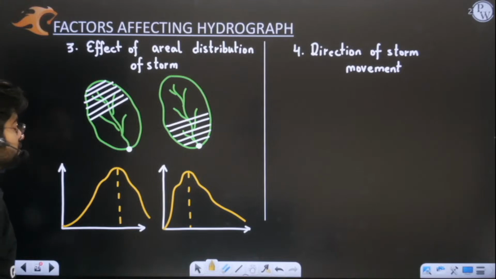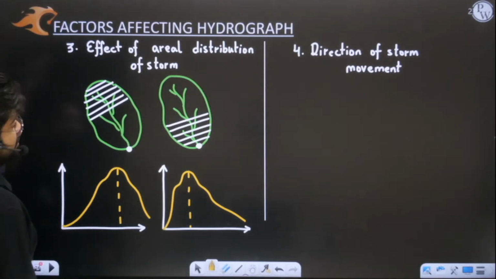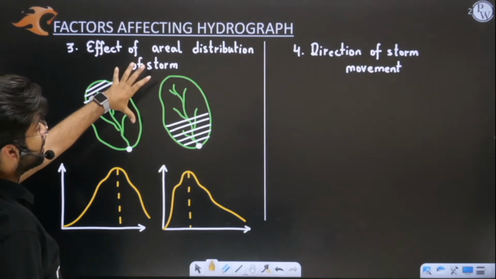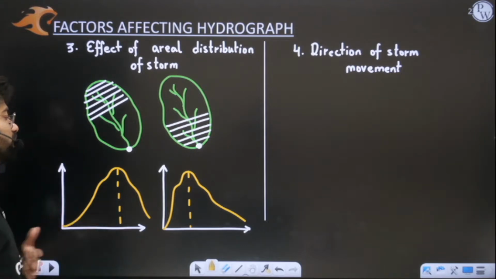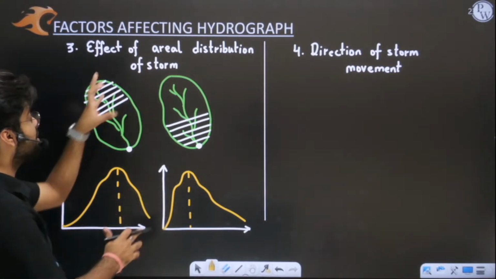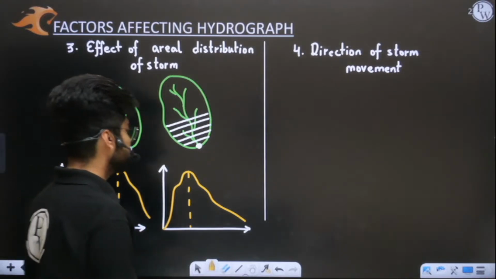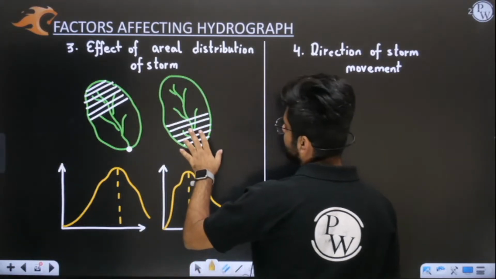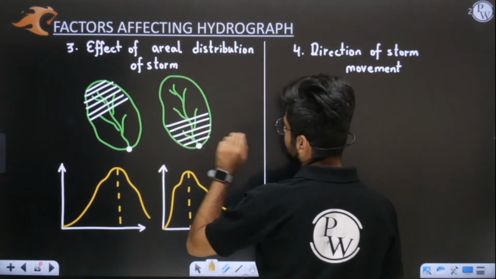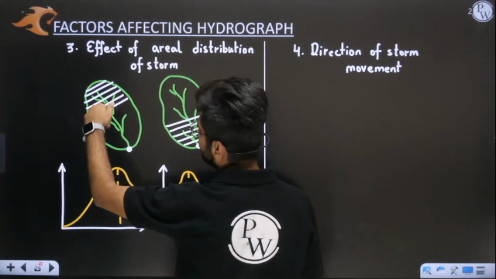Obviously, if different areas are receiving storm, or you can say if the storm is distributed area-wise differently, then in that case obviously the shape of the hydrograph will change. Okay, so what kind of areal distribution? Areal means area-wise. In what area has precipitation happened? Is it closer to the outlet? Is it farther from the outlet?